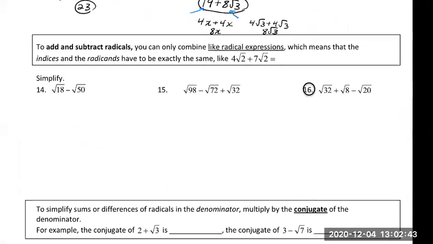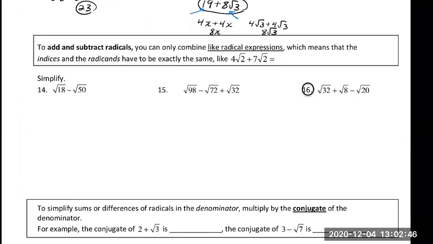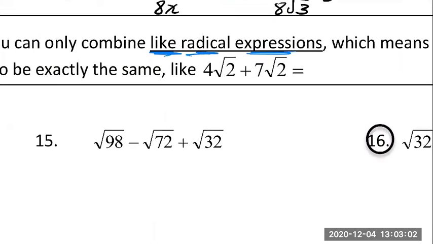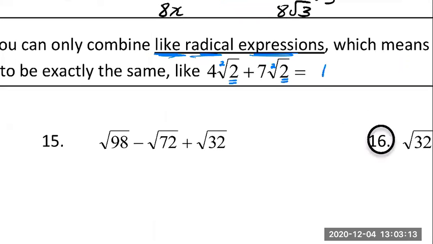Adding and subtracting radicals. We were actually kind of already adding and subtracting radicals, if you follow that. You can only combine like radical expressions, which means that the indices and the radicands, the part under the radical, have to be exactly the same. So for instance, the indices here are 2's. Those are exactly the same. And the radicand values are exactly the same. So when we combine these, this would equal 11, 4 plus 7, square root 2.